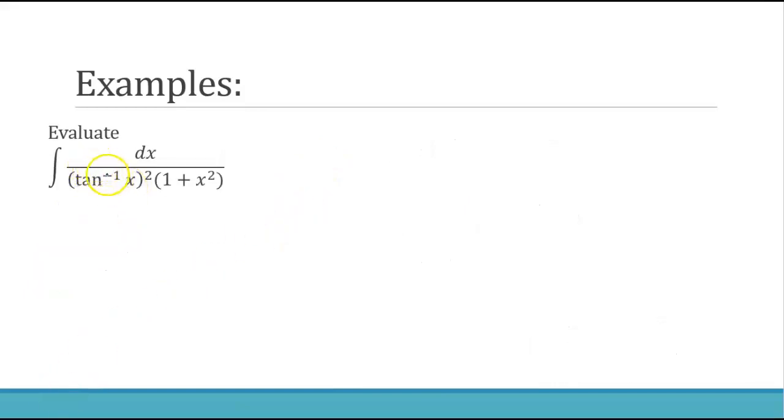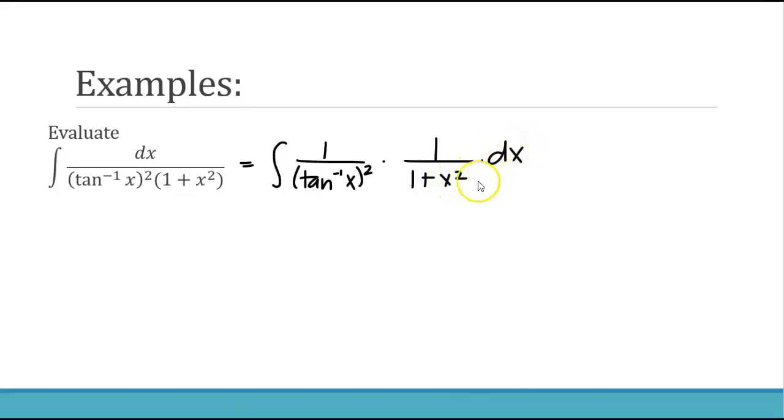Here I want to evaluate the integral of dx over tan inverse of x squared times 1 plus x squared. So it might be a little bit easier to think about this as 1 over tan inverse of x squared times 1 over 1 plus x squared dx. So maybe this will help us try to identify what our u should be.